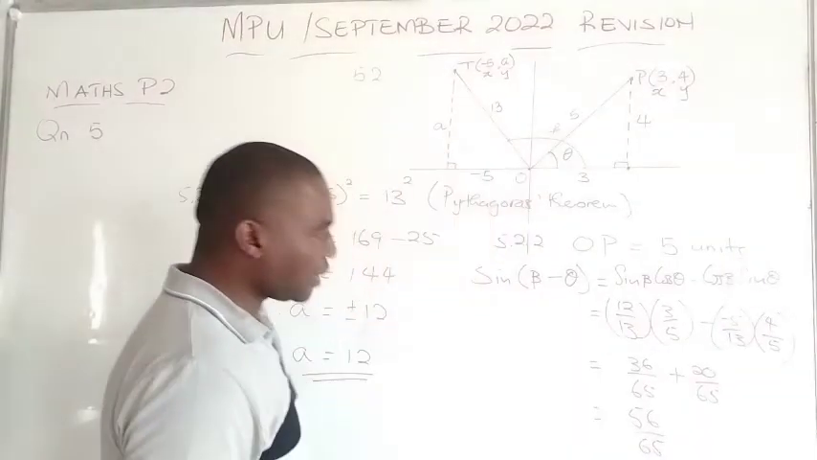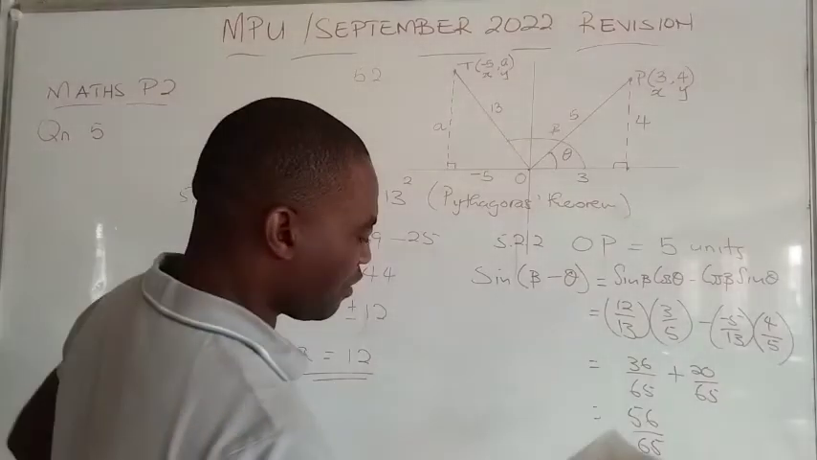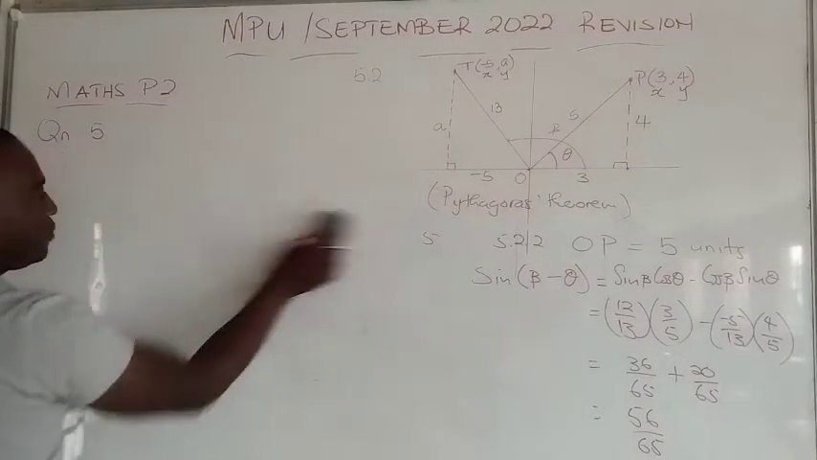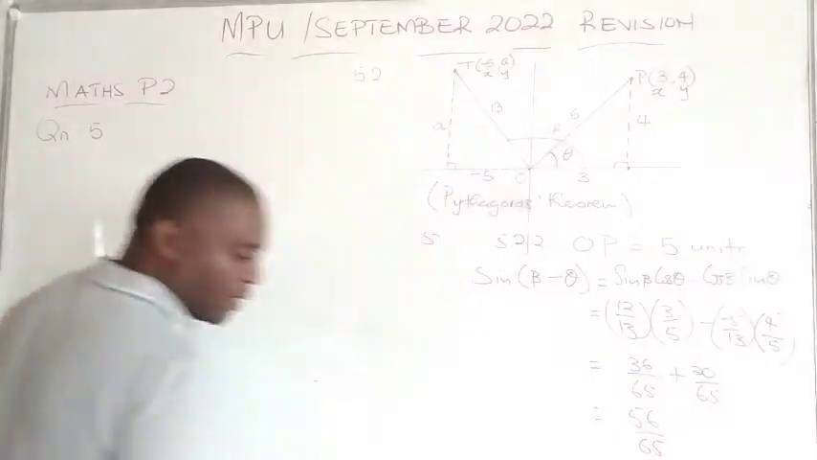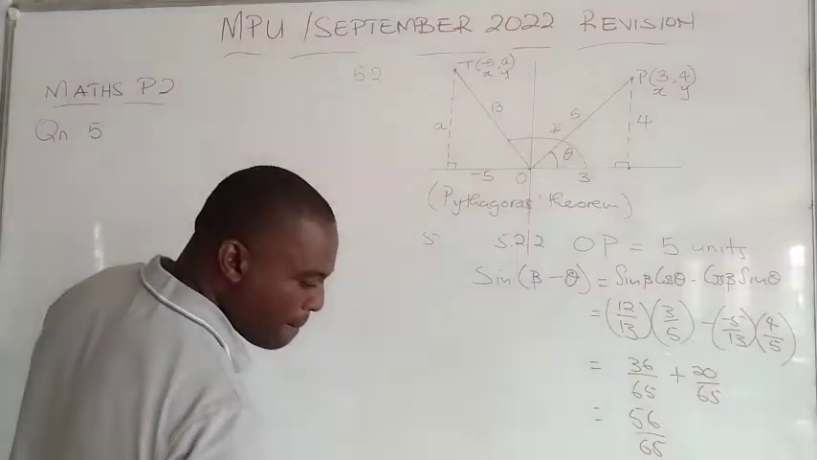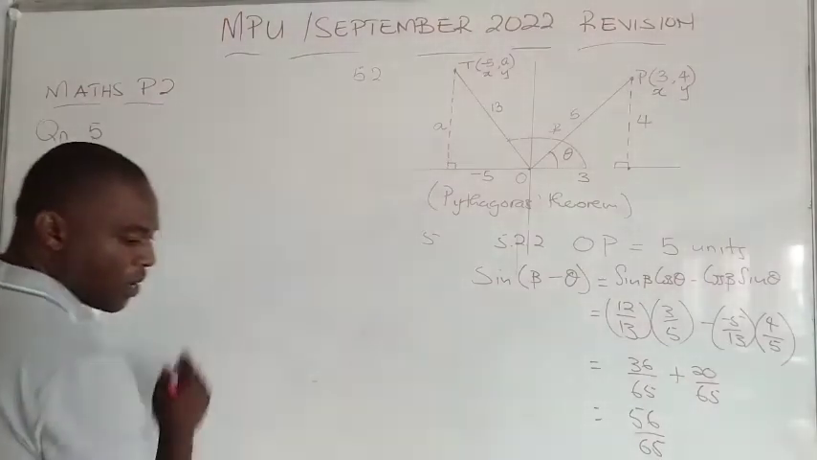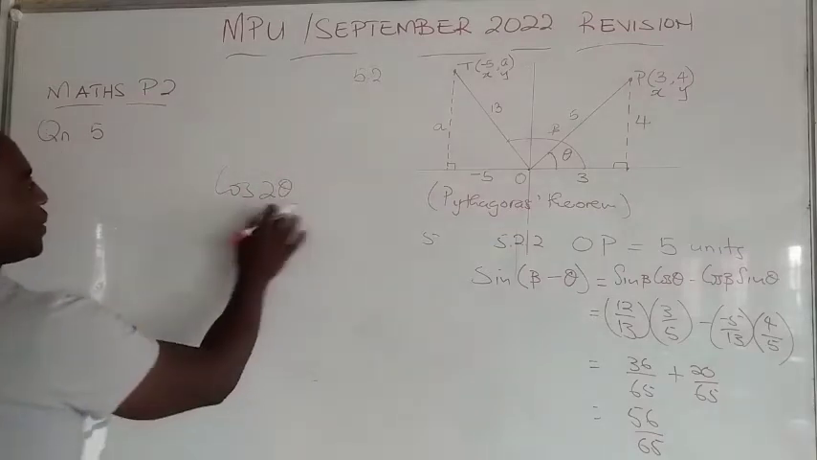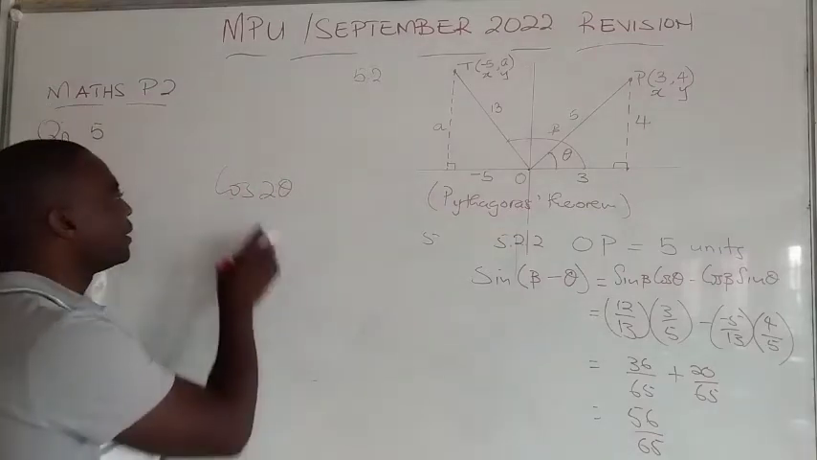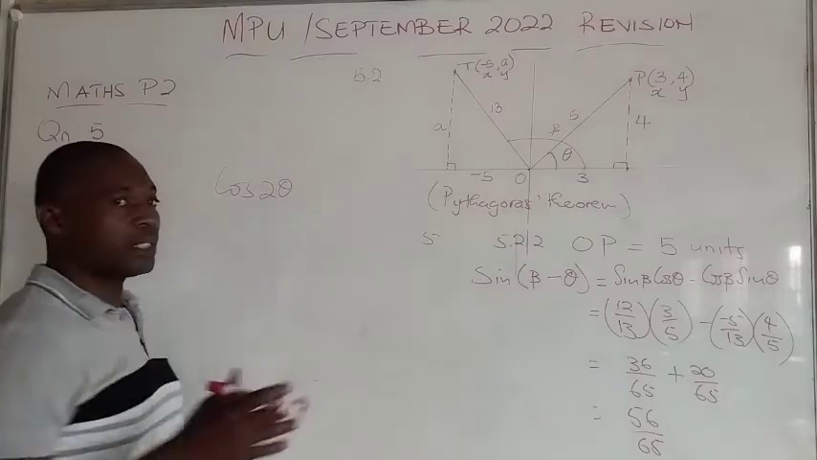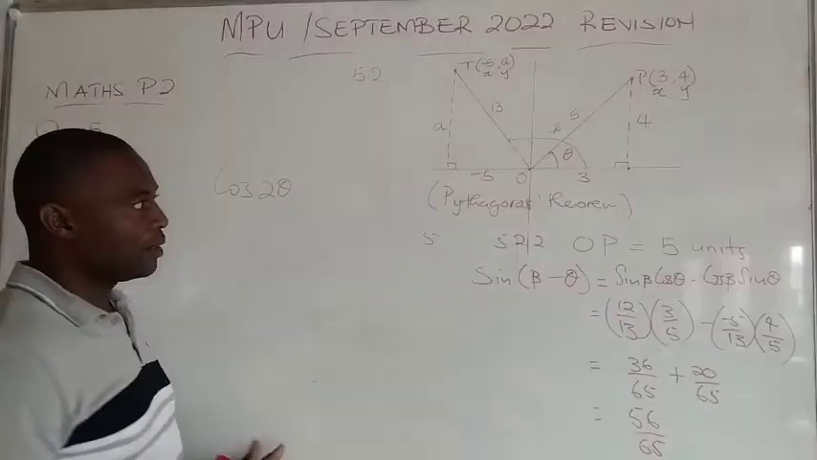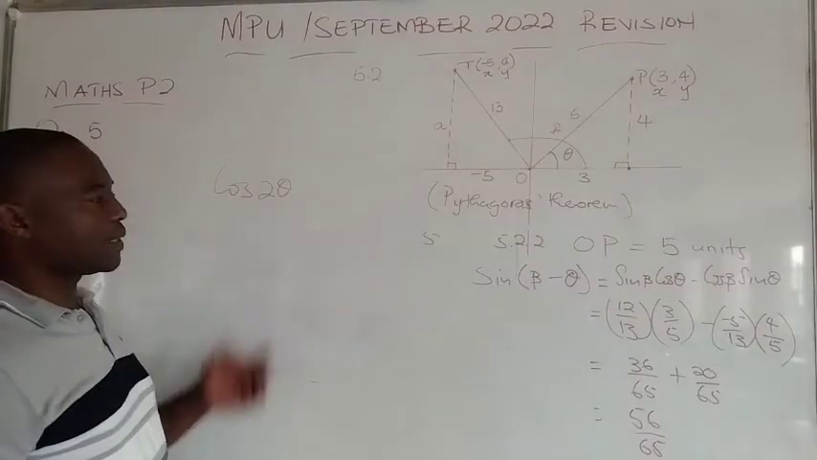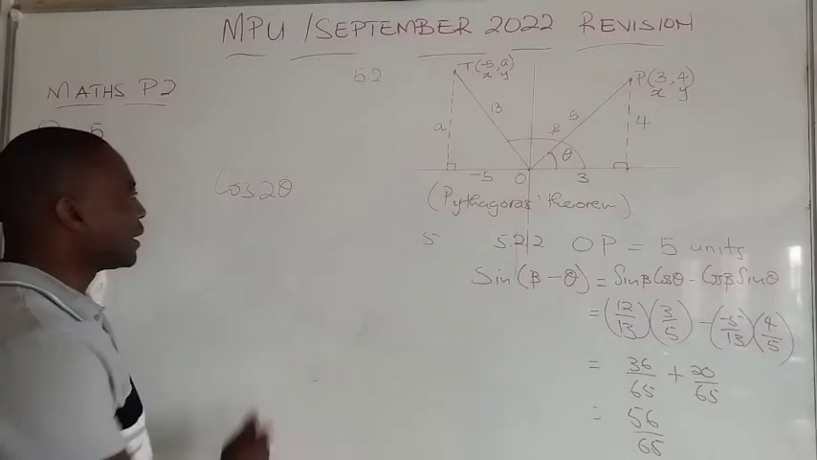Alright, then the last question on 5.2 is 5.2.4, where you are asked to find the value of cos 2 theta. And cos 2 theta is a compound angle identity. We know that there are three versions which we can write this. So what is important is that in this question you can choose any you want.